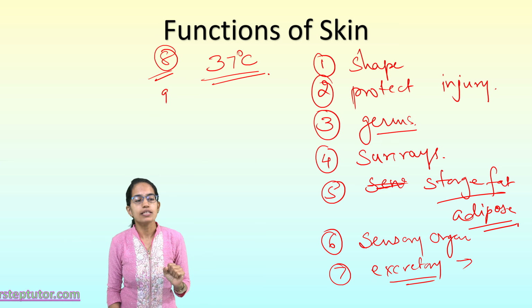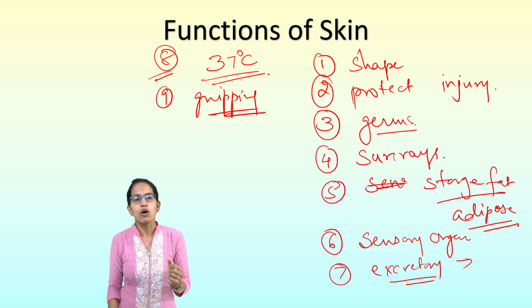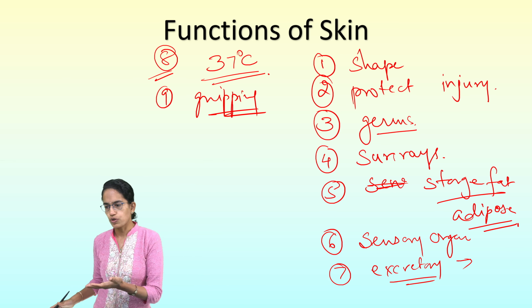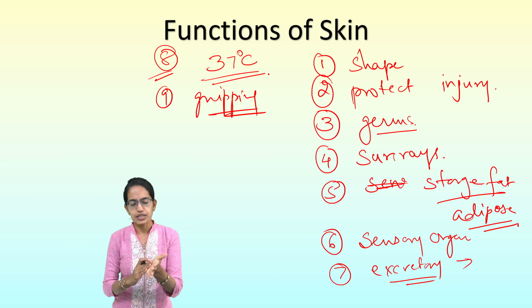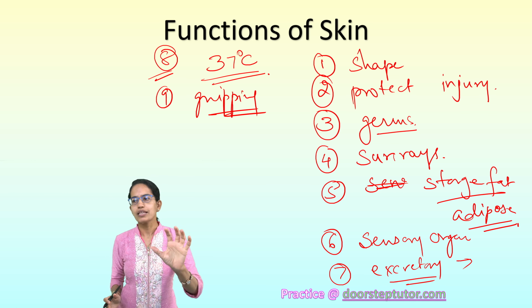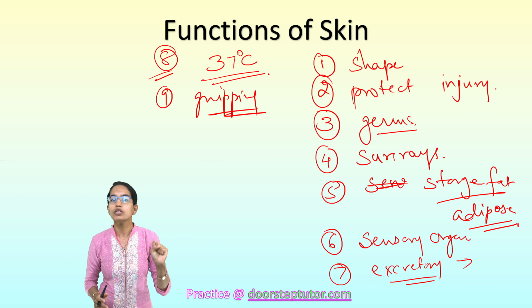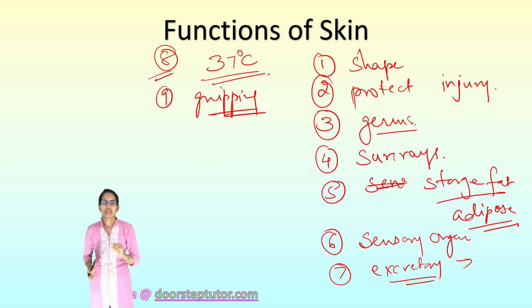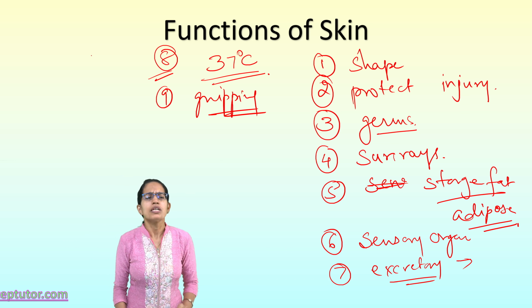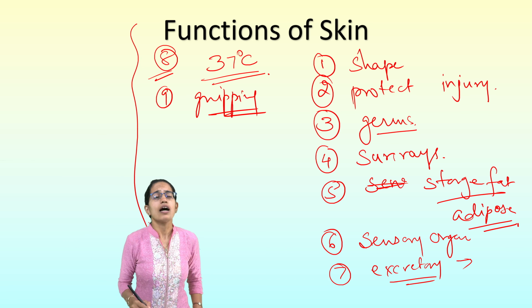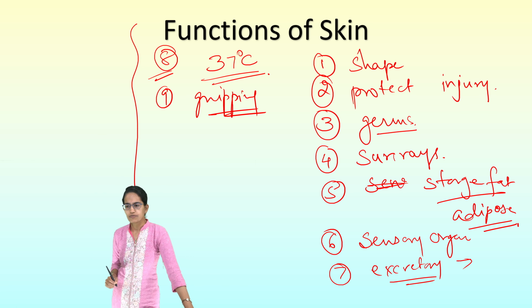So gripping is another important function of skin. Now, if the skin is very smooth, what would happen? The grip won't be smooth, but if the skin has grooves, then the grip becomes easier, we can say. So the function of skin is again important. Now, some important diseases or disorders associated with skin.